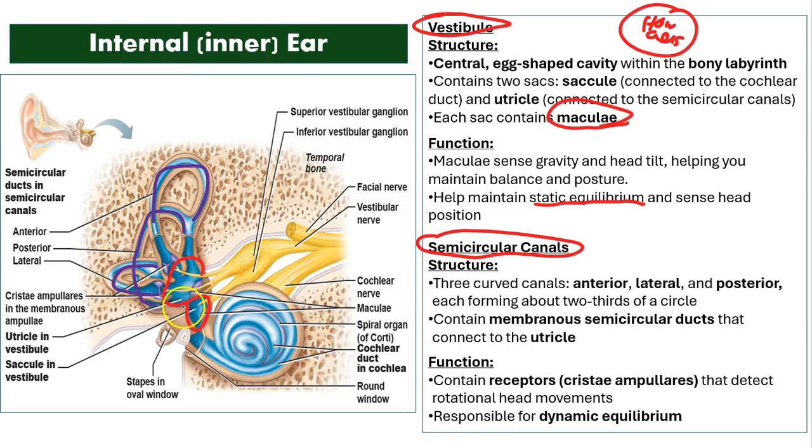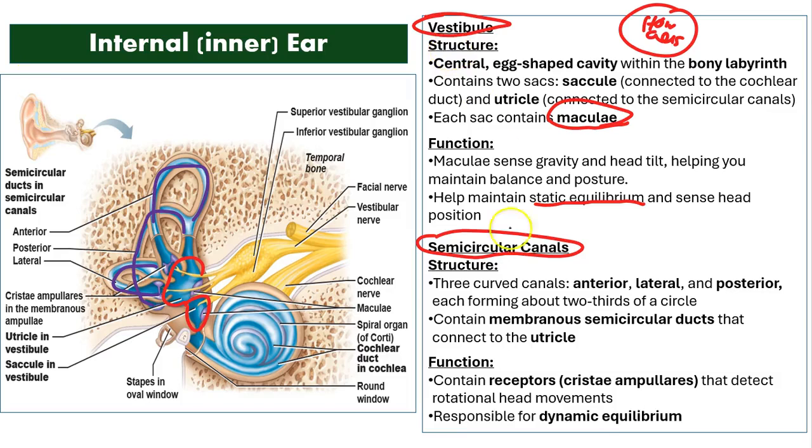Now the function here is that they also contain receptors, and these receptors are specific because they're going to detect rotational head movements. So there are some that detect slight tilt, or a lot of speed in a linear direction, for example walking fast in a straight line. Then you also have some that detect dynamic equilibrium, where you have a lot of rotational head movements. You can also say any kind of angular movements during motion.